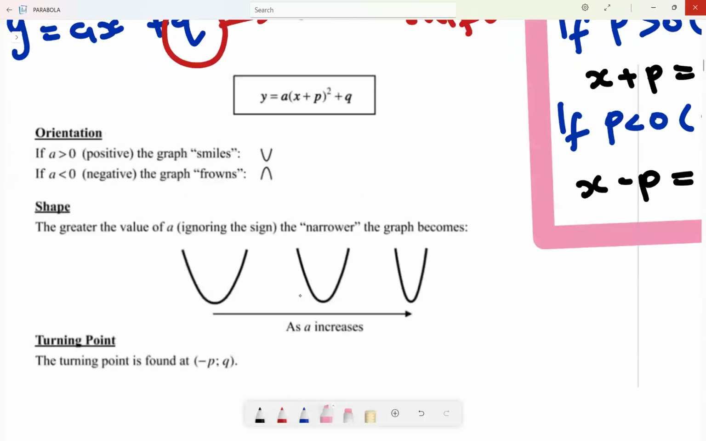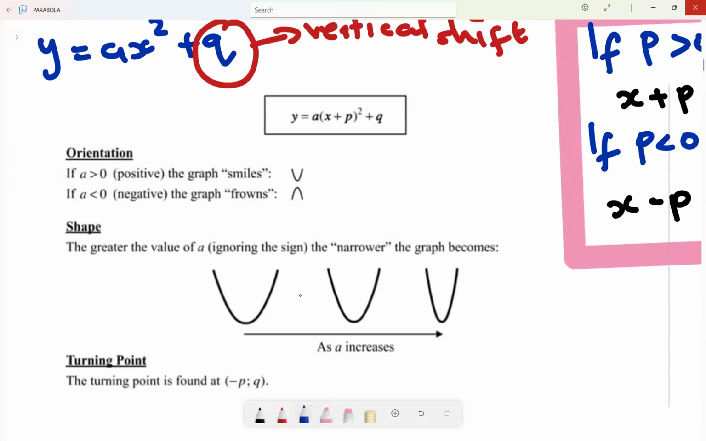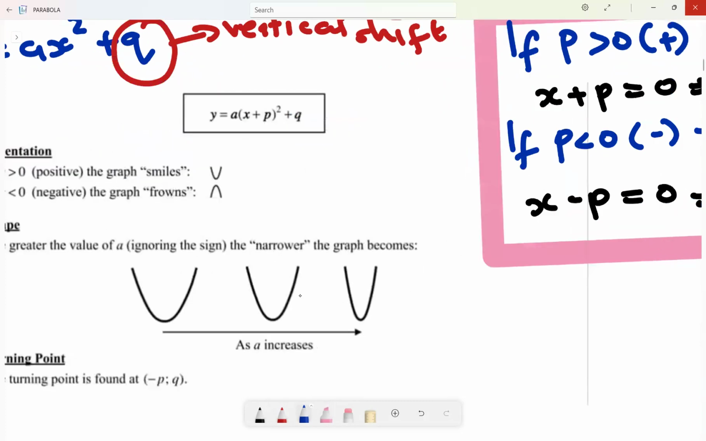Now we can see that in our equation we have the value of a here. Basically, what the value of a tells us is the orientation. I normally say a tells us about the shape. If a is greater than 0, it is happy. Greater than 0, remember, means positive. It means it is going to form a happy face. If you are positive, it means you are happy.